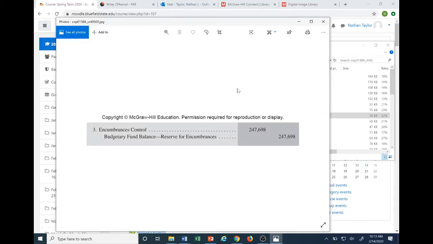Okay, it says total purchase orders for supplies, materials, items of minor equipment, and contracted services required for the project amounted to $247,698. So once again, we order supplies. We have to encumber whatever we order, right? So we debit encumbrances control for that amount, and then credit budgetary fund balance reserved for encumbrances for the same amount, because now we've encumbered that money, right?